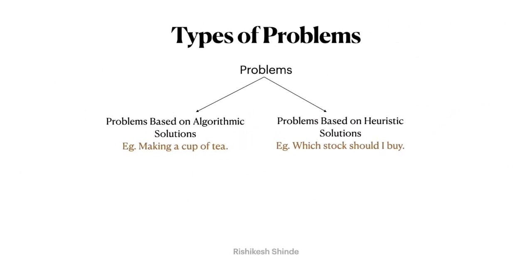Let us see types of problems. Problems are mainly classified into two types. First one is problems based on algorithmic solutions, and second one is problems based on heuristic solutions. Considering problems based on algorithmic solutions, an algorithm is nothing but a sequence of instructions that is carried out to solve some problem. For solving some problem, a series of actions are taken to reach the solution.